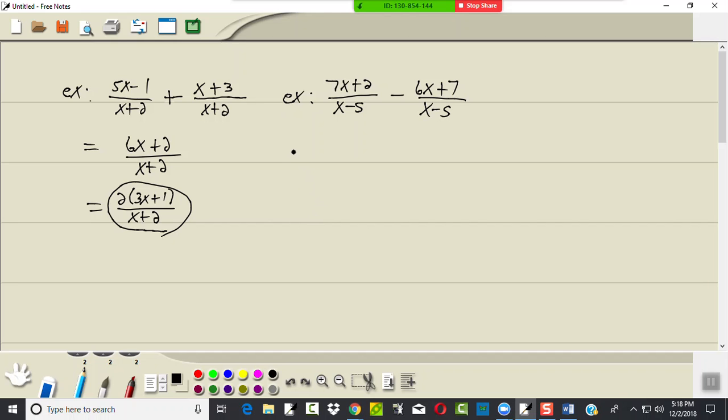Let's take a look at this problem. Step 1, again, is already done. They have the same denominator. Our next example will be one that doesn't have the same denominator. So we'll add or subtract tops.